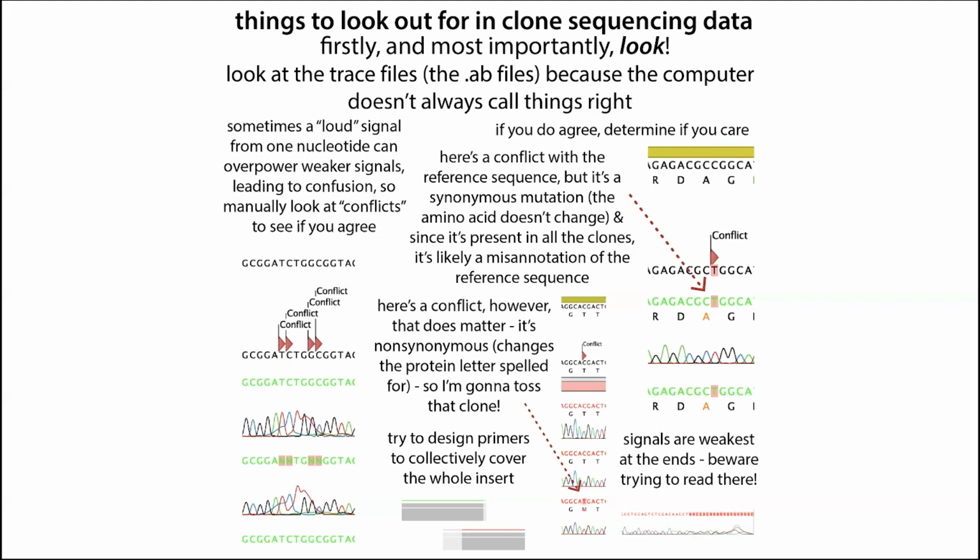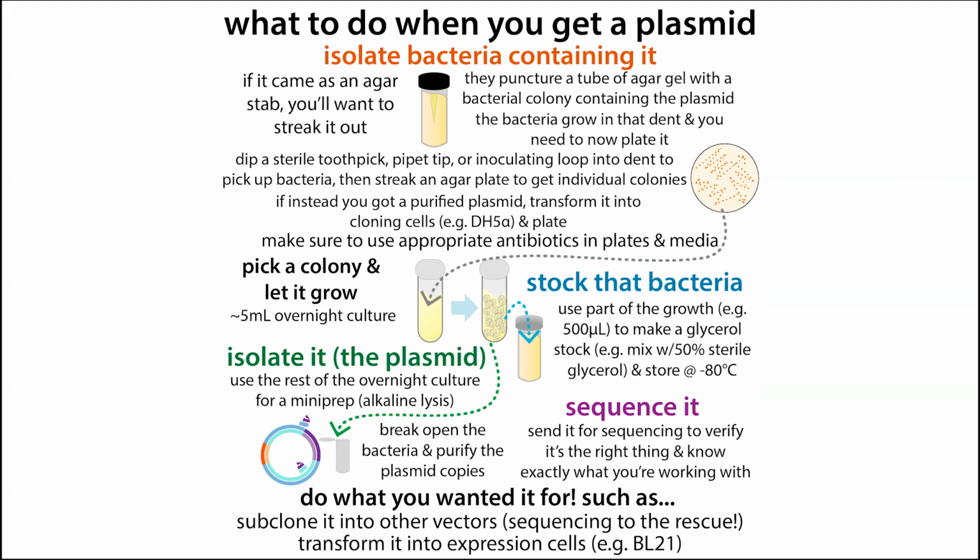But you wouldn't even know about that. You'd just be helplessly trying to clone out of it or express from it if you didn't sequence it. So the first time you do anything with a new plasmid, you want to sequence it. Often when you order a plasmid, it'll come as an agar stab or something like this. You can grow it up, make a mini prep of it, and then send it for sequencing before you try to do too much with it.